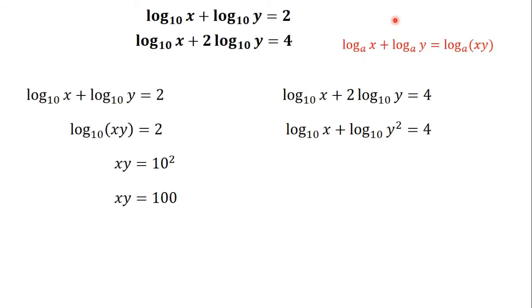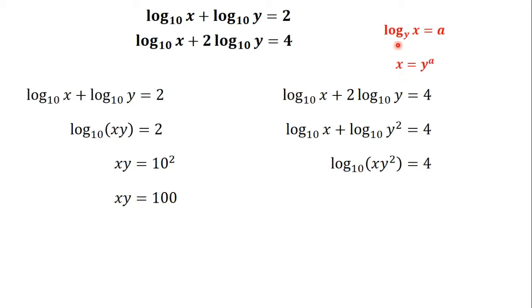We learned from the laws of logarithm that log x base a plus log y base a is equal to log xy base a. So if you are applying that law here, we are going to have log base 10, then we multiply the logarithm numbers, so x times y squared, which will give us xy squared, and this is equal to 4. From the definition of logarithm, if log x base y is equal to a, then x is equal to y exponent a. So if we apply that here, xy squared is equal to the base, which is 10 exponent 4, and this will give us xy squared is equal to 10,000 because 10 exponent 4 is 10,000.